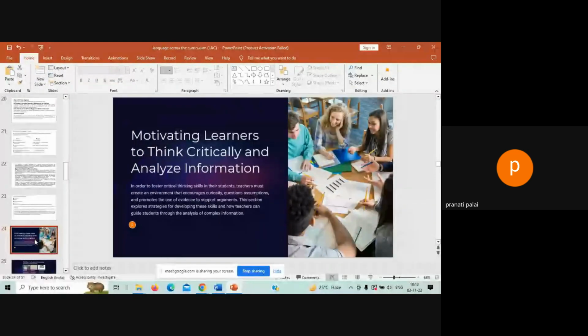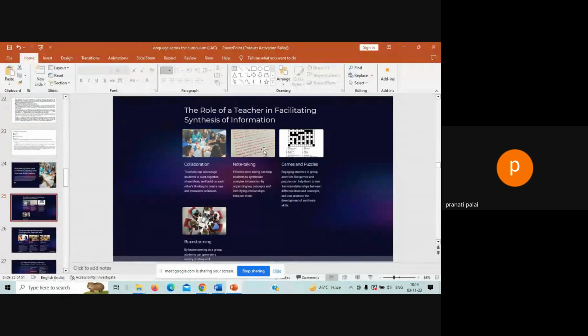Next is motivating learners to think critically and analyzing information. In order to foster critical thinking skills in the students, teachers must create an environment that encourages curiosity, questions assumptions, and promotes the use of evidence to support arguments. This explores strategies for developing these skills and how teachers can guide students through the analysis of complex information. The role of a teacher in facilitating synthesis of information.